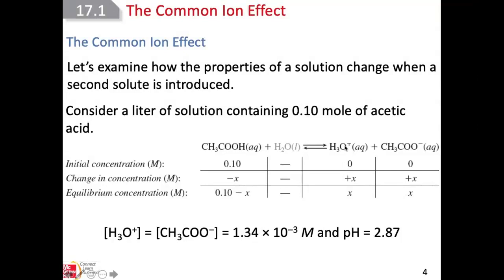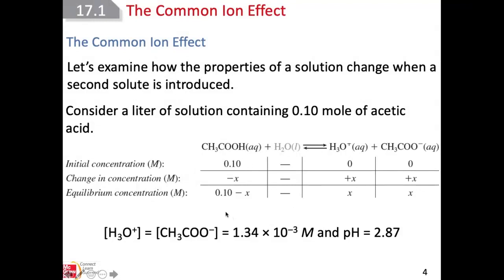It will make the products plus, and the acetic acid has to be consumed, minus X. It will make plus X and plus X. So at equilibrium, when we add those two components together, the concentration of acetic acid is 0.1 minus X. Equilibrium concentration of the products are X and X. And then we can solve that.